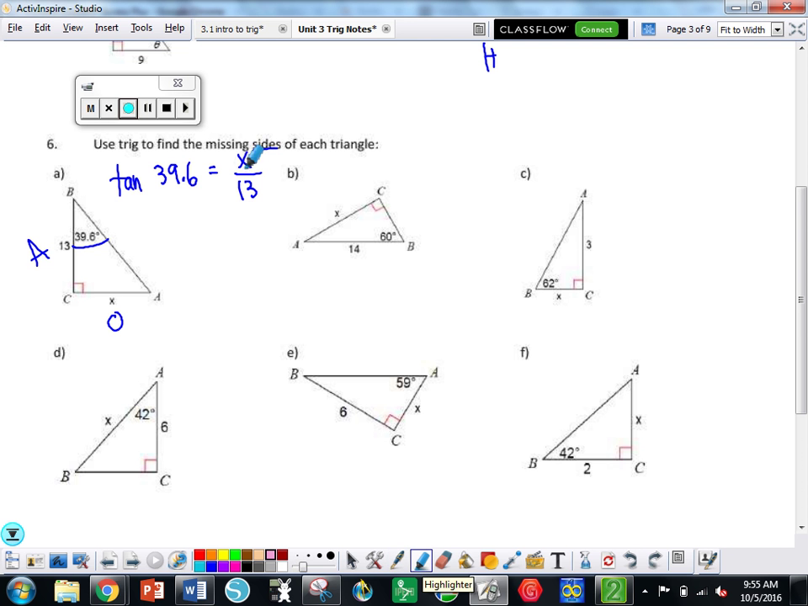Now this right here is your variable you're trying to solve for. In this case, I don't just stop there and say my ratio, I'm done. I need to solve for x. So right now it's x divided by 13. We have to cancel the divide by 13. How would you do it? You would multiply by 13. Those cancel, and x equals whatever 13 times the tangent of 39.6 is. So we have to figure out what that is.